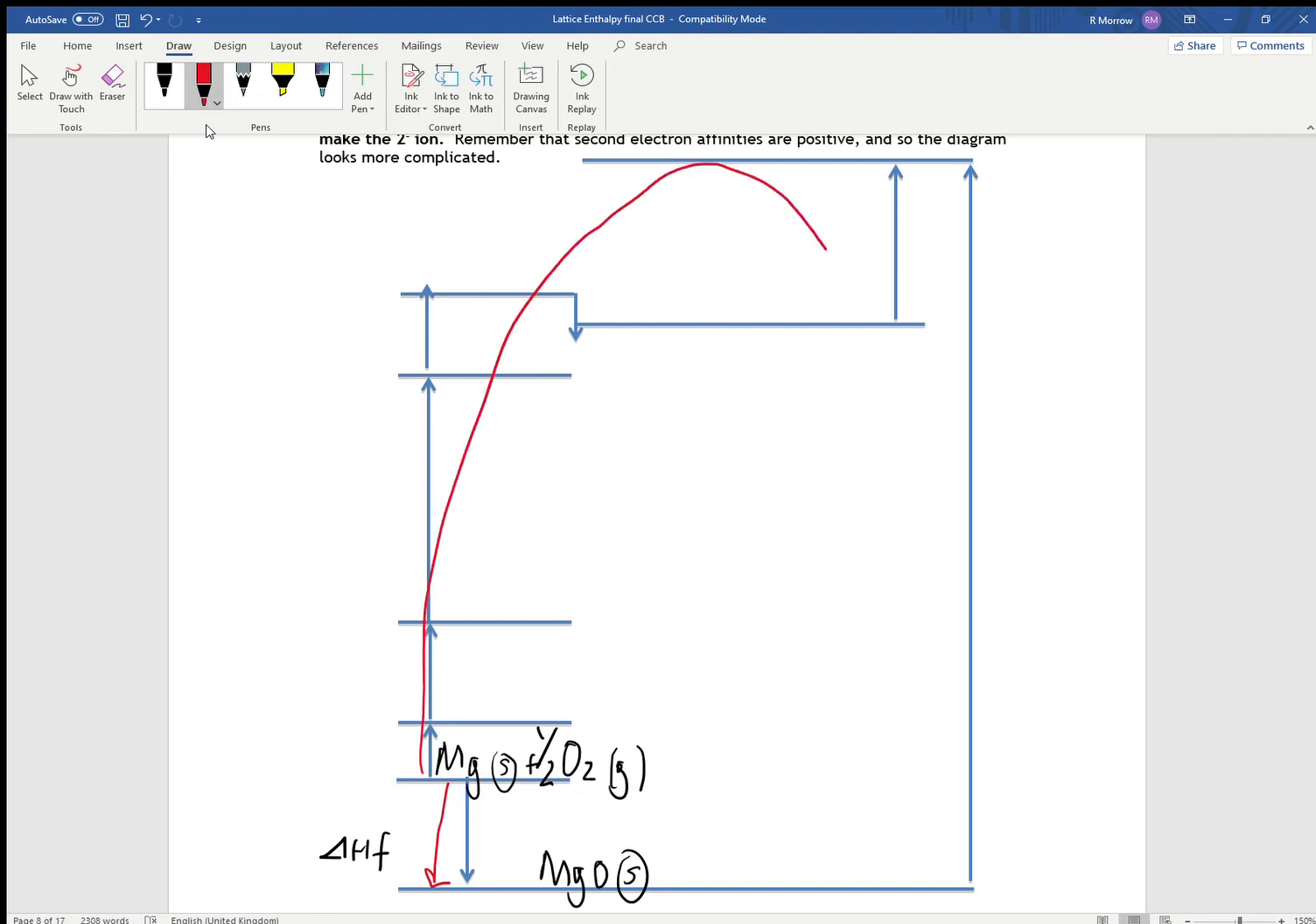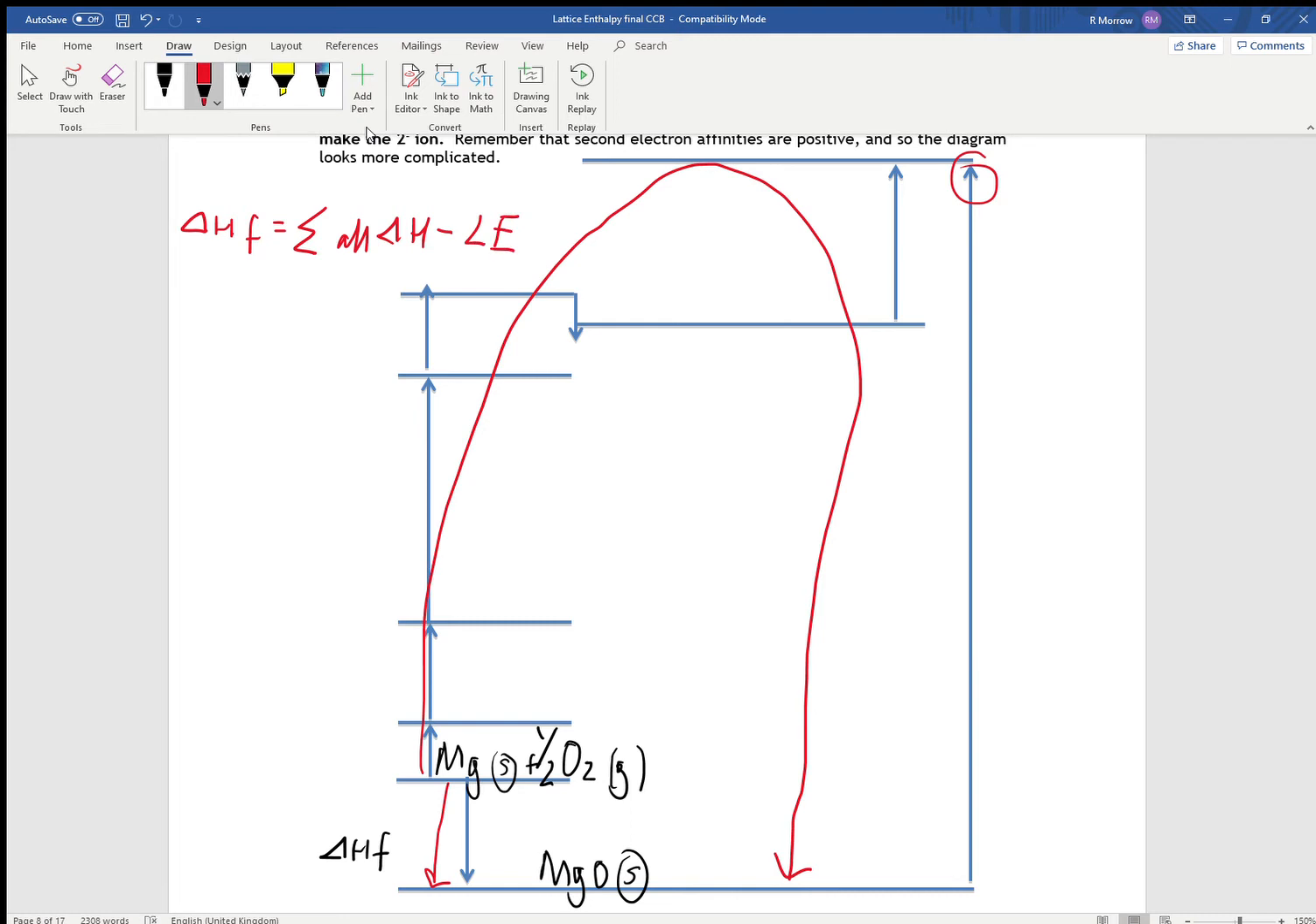We're going via this route here. Excuse my wobbly hand. The key thing here is that when you're doing your calculations, the enthalpy of formation is equal to the sum of all the other delta H values. The only fly in the ointment there is that the lattice enthalpy is going in the wrong direction, so it's minus the lattice enthalpy.